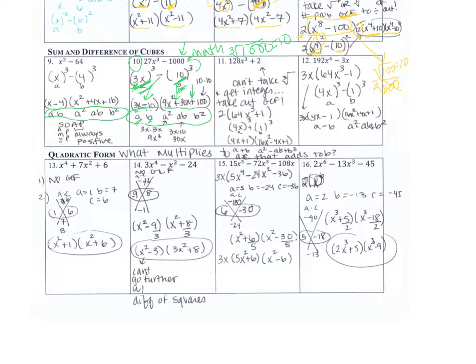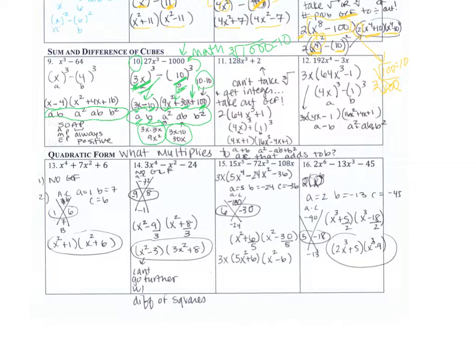So 3x minus 10. Be careful with a squared. A squared is 3x times 3x, which is 9x squared. A times B is 3x times 10, or 30x. B squared is 10 times 10, which gets us 100.